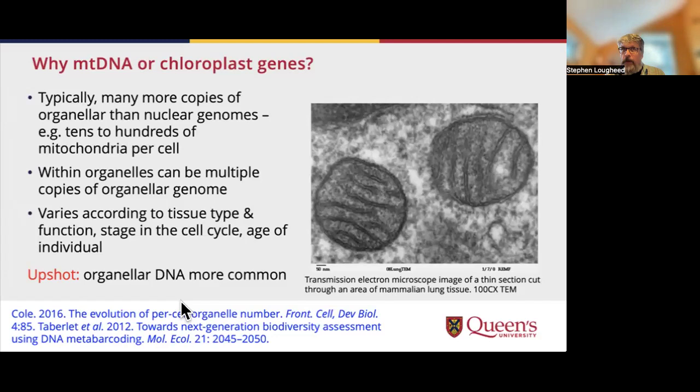So it's not just one mitochondrial genome within a mitochondrion, it might be tens of them. This varies, of course, according to tissue type and function, stage in the cell cycle, age of the individual. But the upshot of all of this is when you get lysis of an organism or cells of an organism, you will end up with a lot more organellar DNA in the medium at hand than you will nuclear DNA. And this greatly improves your probability of detection of the presence of that species. So that is why we use this.